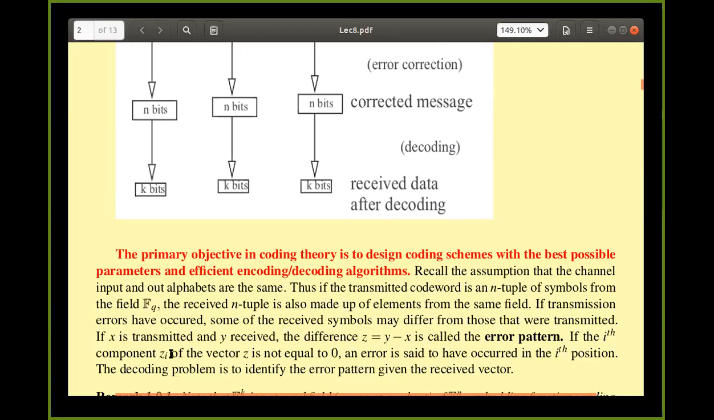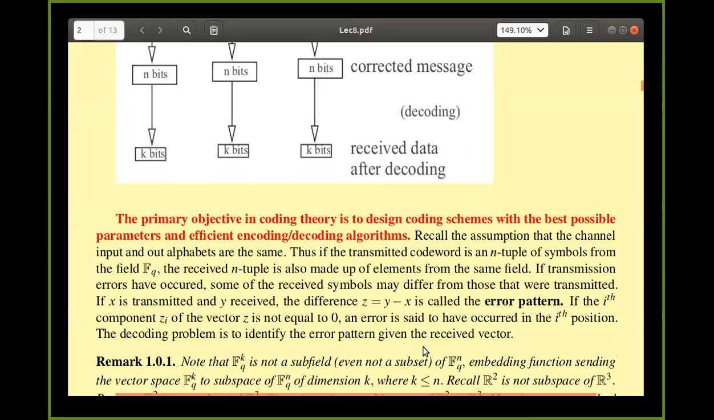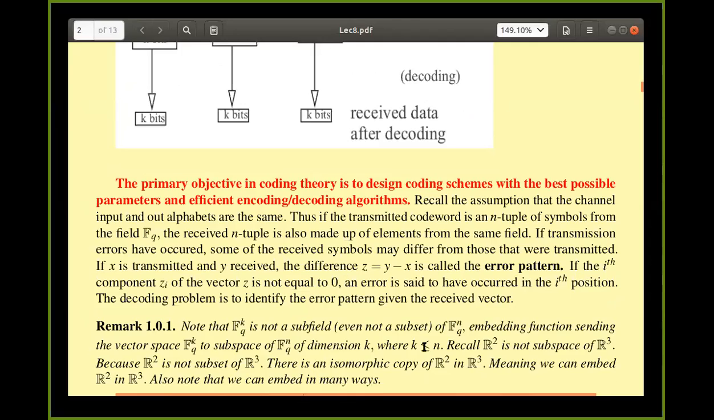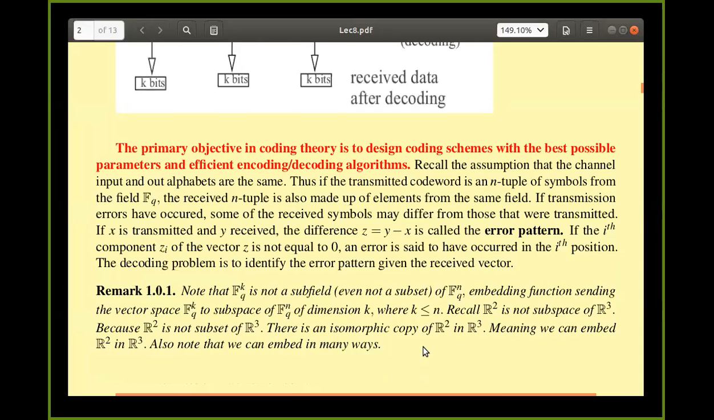I take the difference and see the error pattern. If the ith component Zi of the vector Z is not equal to 0, then an error is said to have occurred in the ith position. That's why we call y minus x the error pattern. The decoding problem is to identify the error pattern given the received vector. These are the main themes of error correction coding theory.